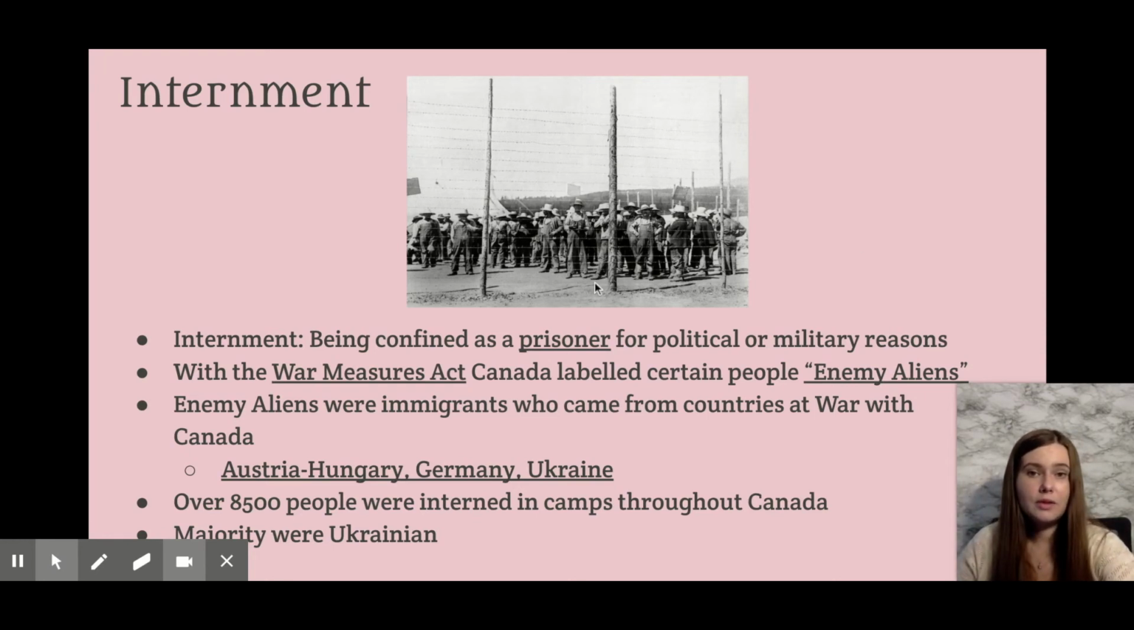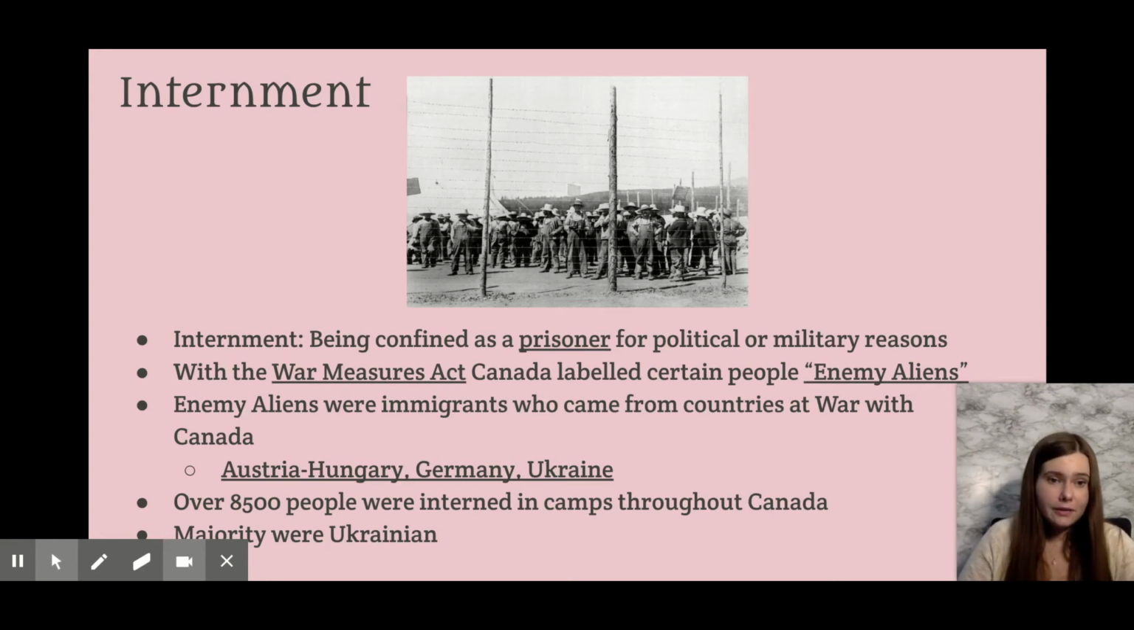And you can see a picture here. You see posts with barbed wire fencing keeping them in. And they interned over 8,500 people throughout Canada. That is quite a few people. The majority were Ukrainian. And they just did so because they were born in a different country. They didn't have to be violent people. They didn't have to be criminals at all, because your birth certificate said that you were from a different country, meant that they wanted to put you in prison.